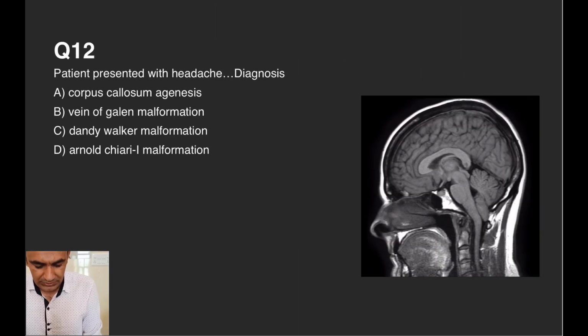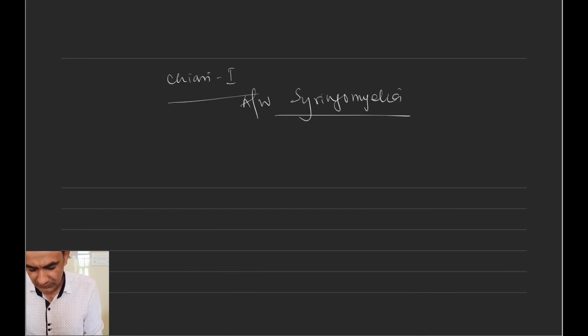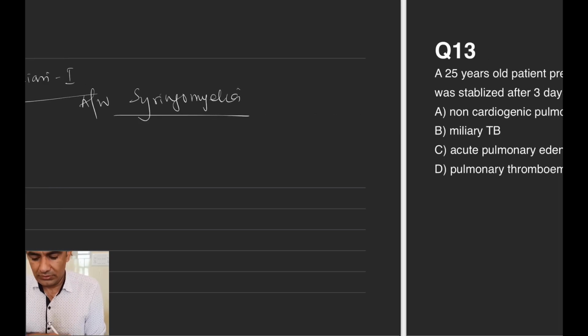Question number 12. A patient presented with headache, diagnosis. In the image given, a brainstem herniation is seen. So this is Arnold Chiari 1 malformation. Corpus callosum agenesis, this will be agenesis, and vein of Galen malformation will show a group of dilated veins here. So this is not vein of Galen malformation. In Dandy-Walker malformation, dilation will be seen here. So this is not Dandy-Walker malformation. Chiari 1 is associated with syringomyelia.